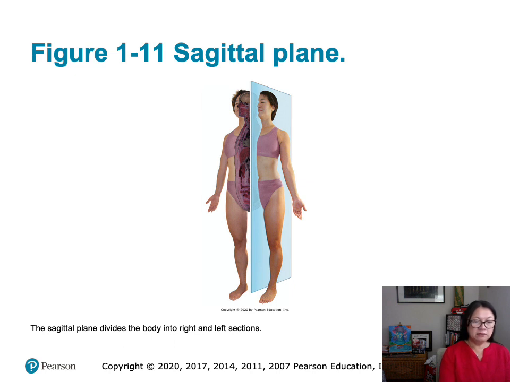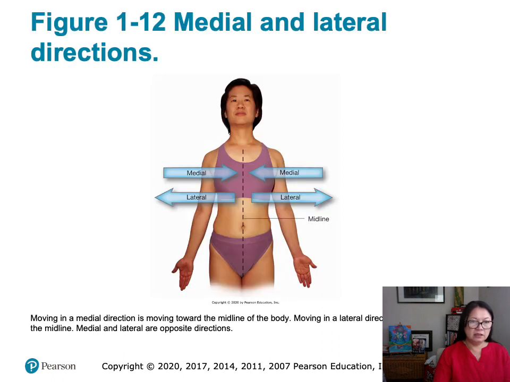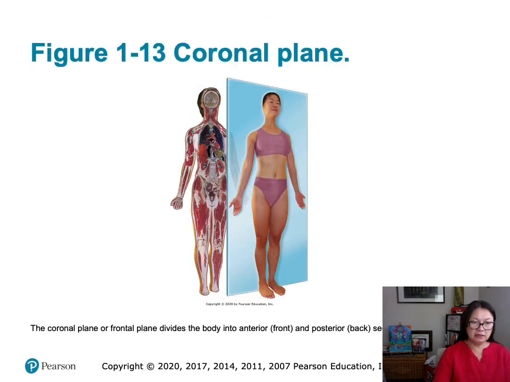So the first plane we'll consider is the sagittal plane. This is a vertical plane that divides the body along the midline into right and left sides, as shown. The sagittal plane allows us to describe the body in terms of medial and lateral movement. Moving from either side of the body toward the midline is moving in a medial direction, or medially. Moving from the midline toward either side of the body is moving in a lateral direction, or laterally. Medial and lateral are opposite directions. Bilateral is a position that indicates both sides of the body.